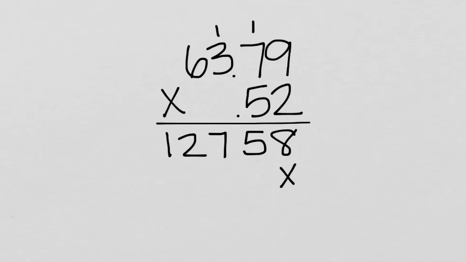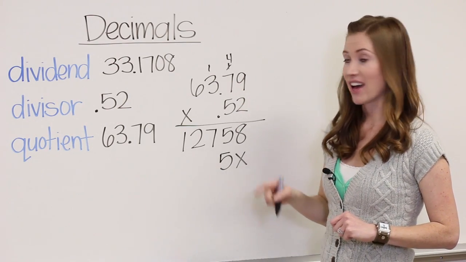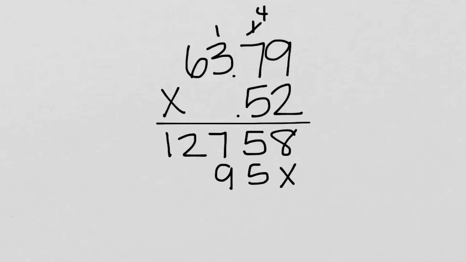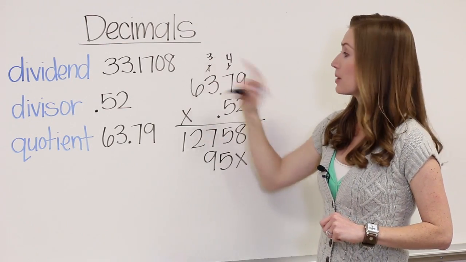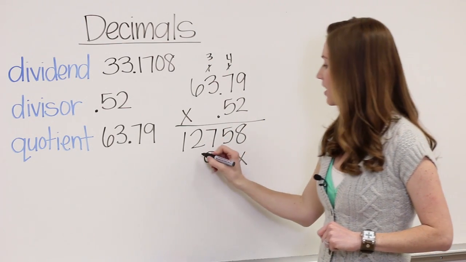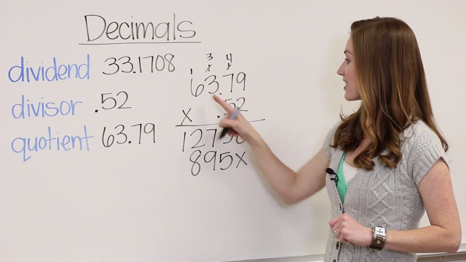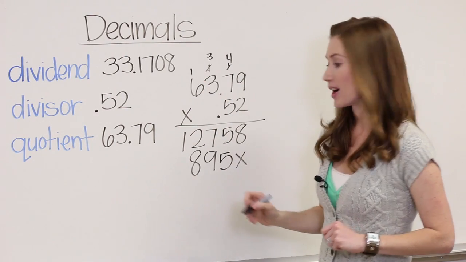5 times 9 is 45. We write the 5, carry the 4. 5 times 7 is 35, plus 4 is 39. Write the 9, carry the 3. 5 times 3 is 15, plus 3 is 18. Write the 8, carry the 1. 5 times 6 is 30, plus 1 is 31.